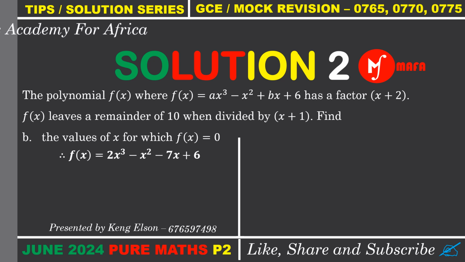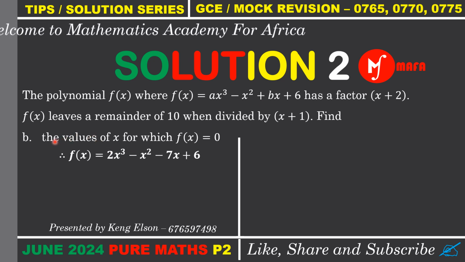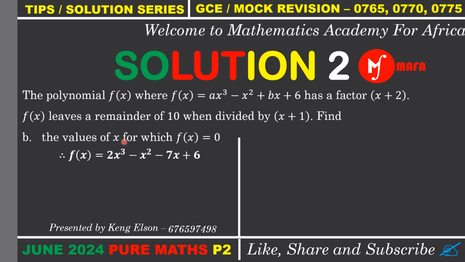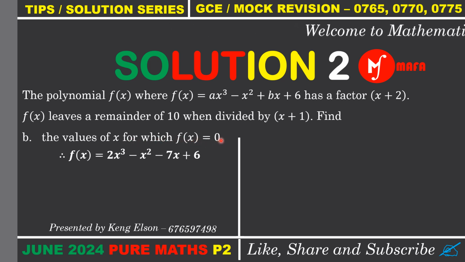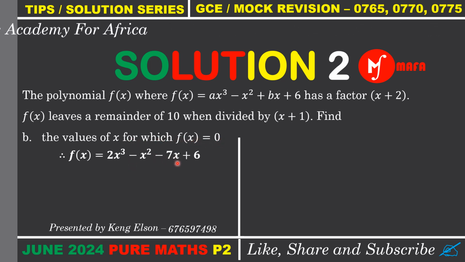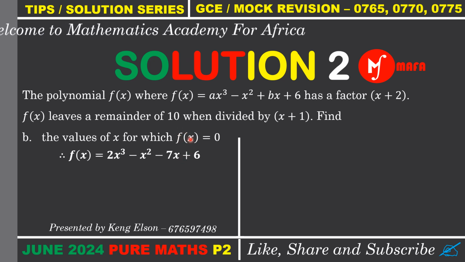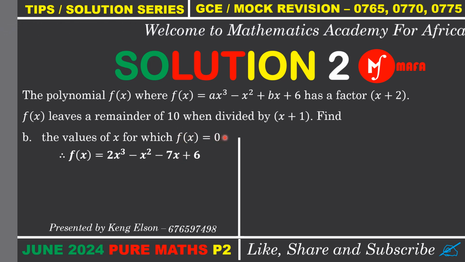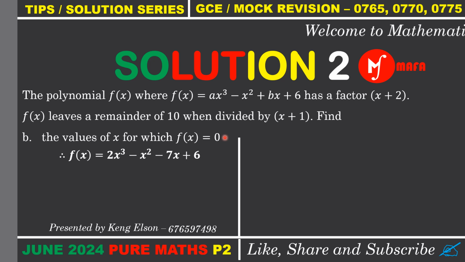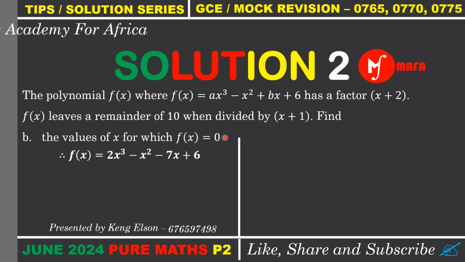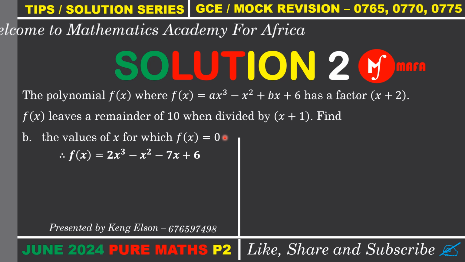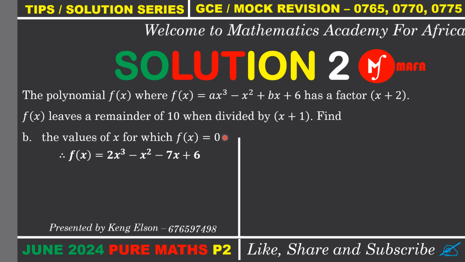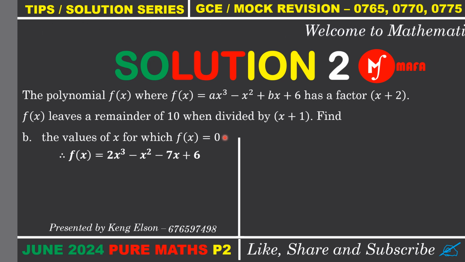All right, now the second part is saying that we need to find the values of x for which f of x is equal to 0. We have already had f of x from the previous question. So to easily solve f of x equal to 0, we are going to do what we call complete factorization of f of x. So we are going to factorize f of x completely, meaning we must express f of x as a product of its linear factors in their lowest form.